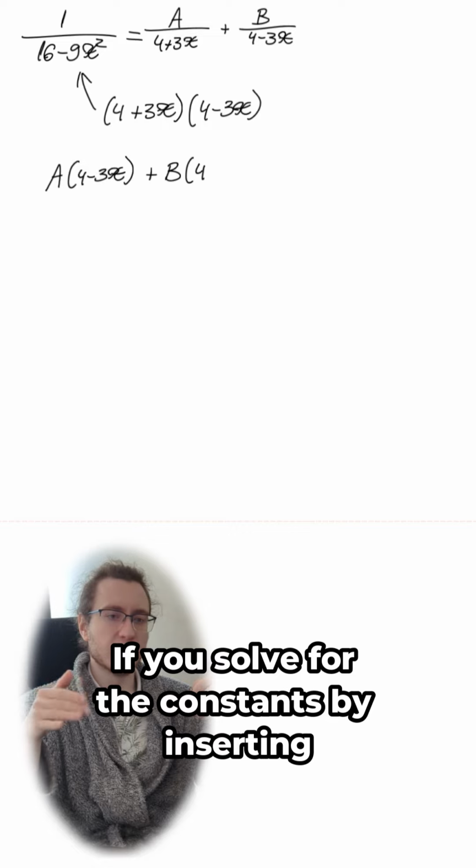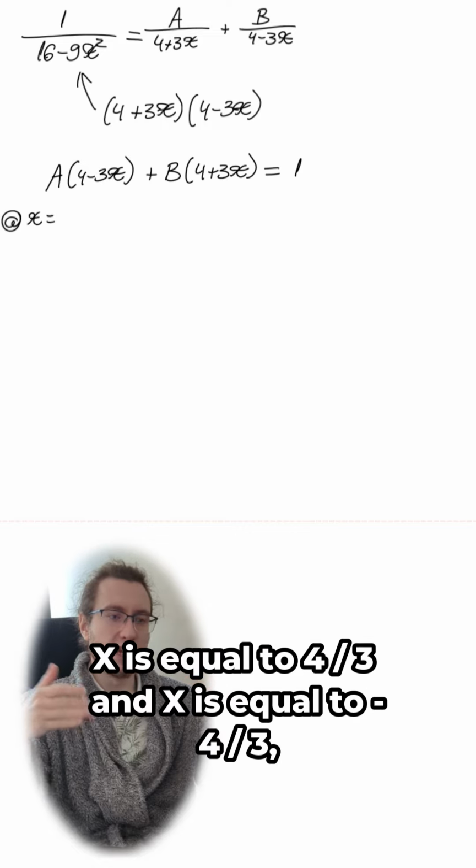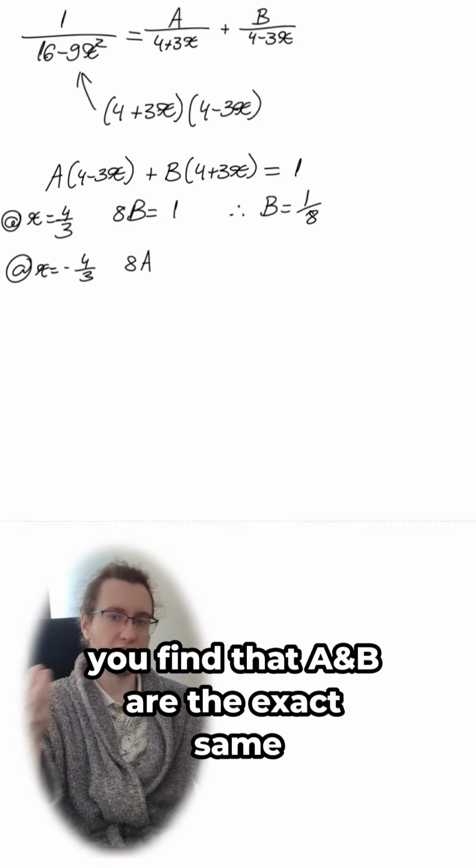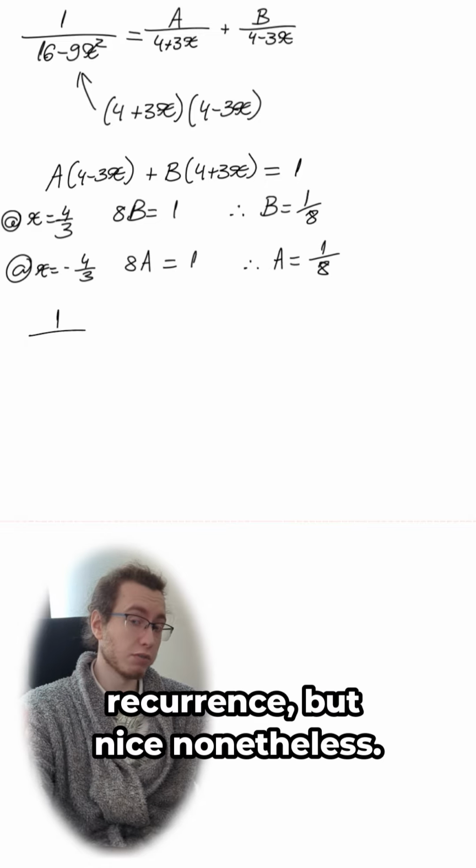If you solve for the constants by inserting x is equal to 4 over 3 and x is equal to minus 4 over 3, you find that A and B are the exact same values, 1 over 8. Rare occurrence, but nice nonetheless.